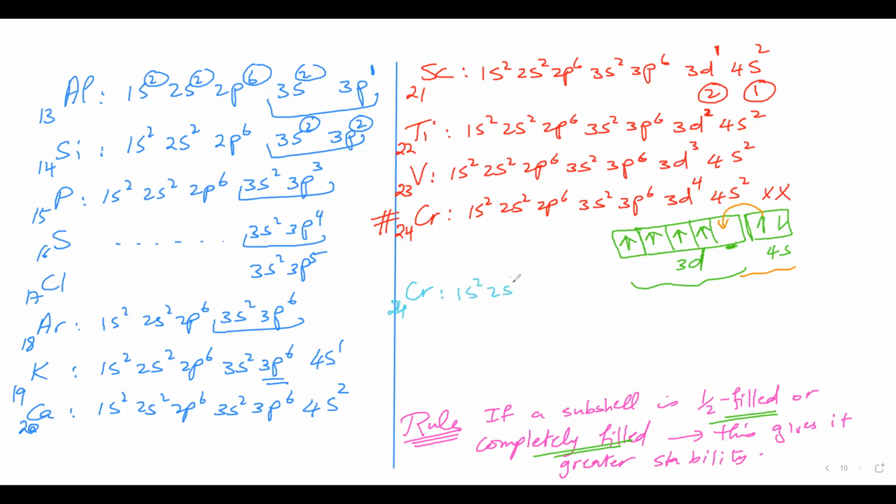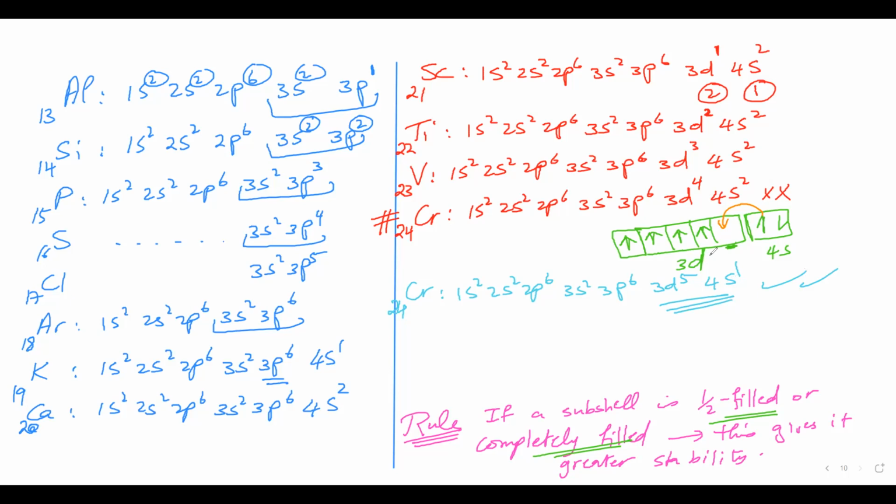So when we write the electronic configuration of chromium, which is 24, we say 1s2, 2s2, 2p6, 3s2, 3p6, and then we come to the D, we say 3d5, 4s1. This is the correct electronic configuration of chromium. If you write it 3d4, 4s2, it will be wrong. You have to write it 3d5, 4s1, so that it becomes more stable.